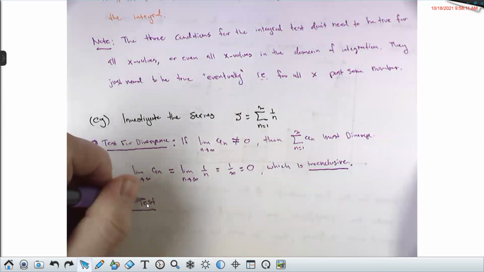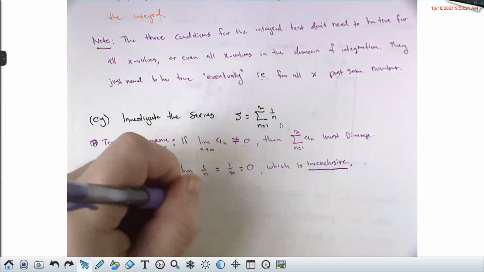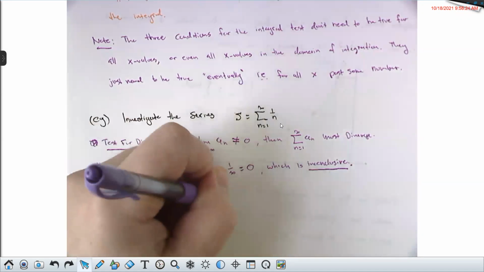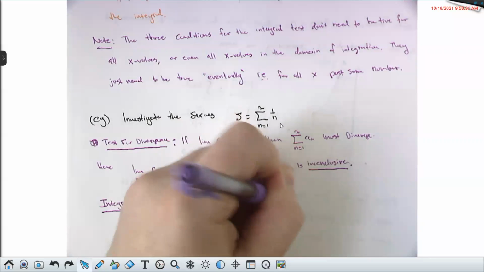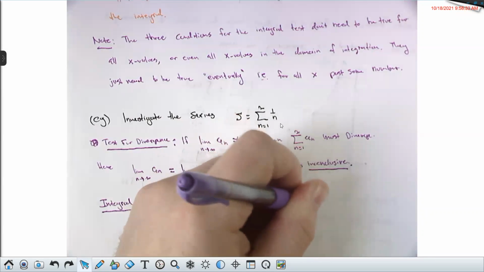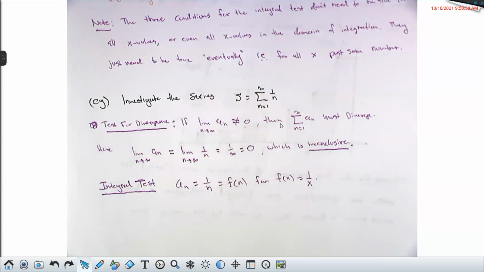How do you use the integral test? Well, first, you have to find your associated function. The a_n here is 1 over n, and that is equal to f of n for f of x equals 1 over x. So this sequence can be thought of as coming from this function just on the natural numbers. So here's the function we're going to work with in our integral test.